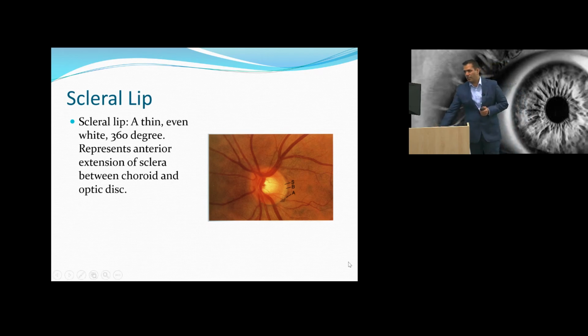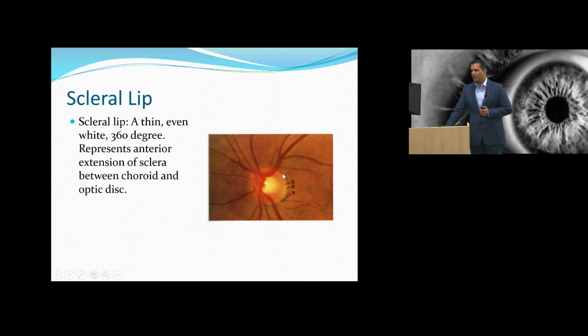When you're looking at an optic nerve head, you identify the scleral lip as the first point. Scleral lip is an even, thin, white line that marks the boundary of the optic nerve head. If you look at this picture carefully and follow it through, you'll see an even white line which exactly matches the scleral canal and represents the boundary of the optic nerve head. It represents the extension of the sclera between choroid and the optic disc. So that's the scleral lip.